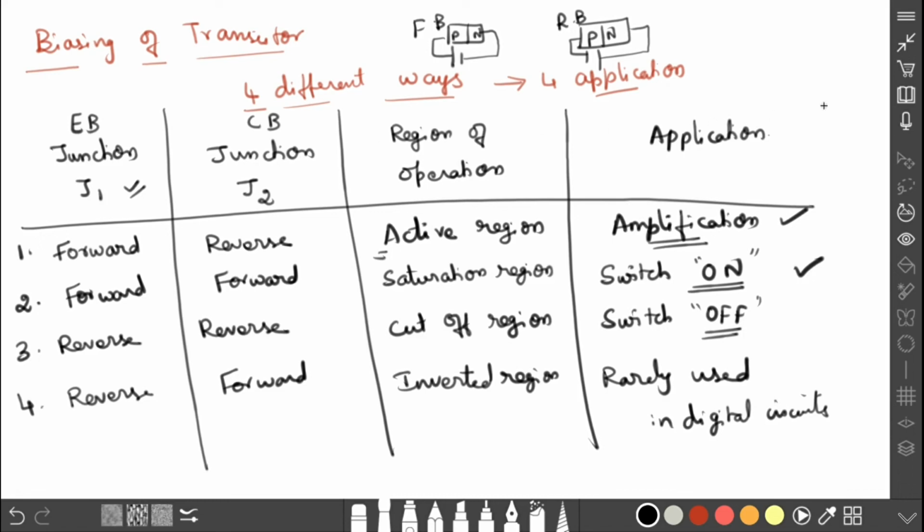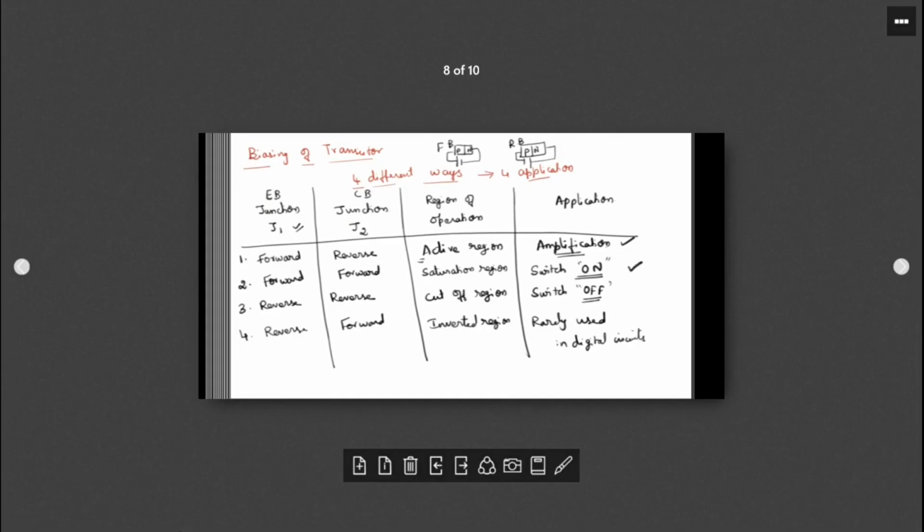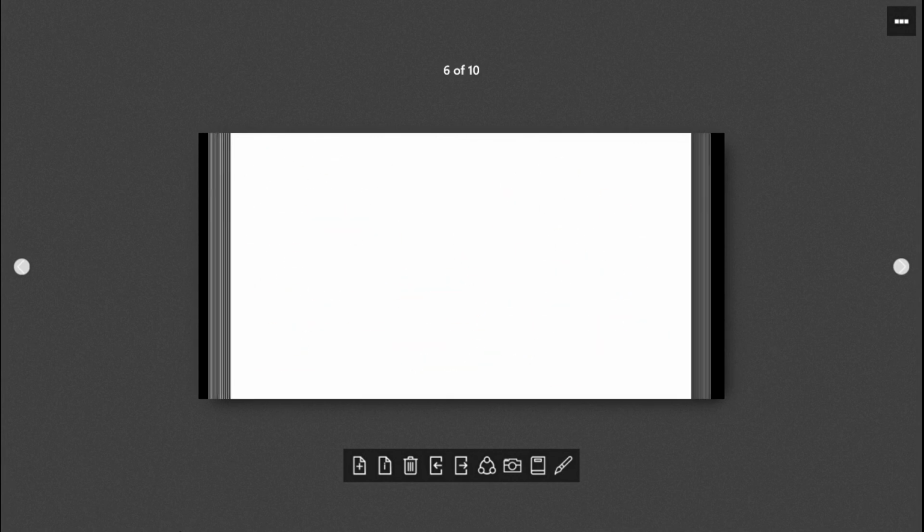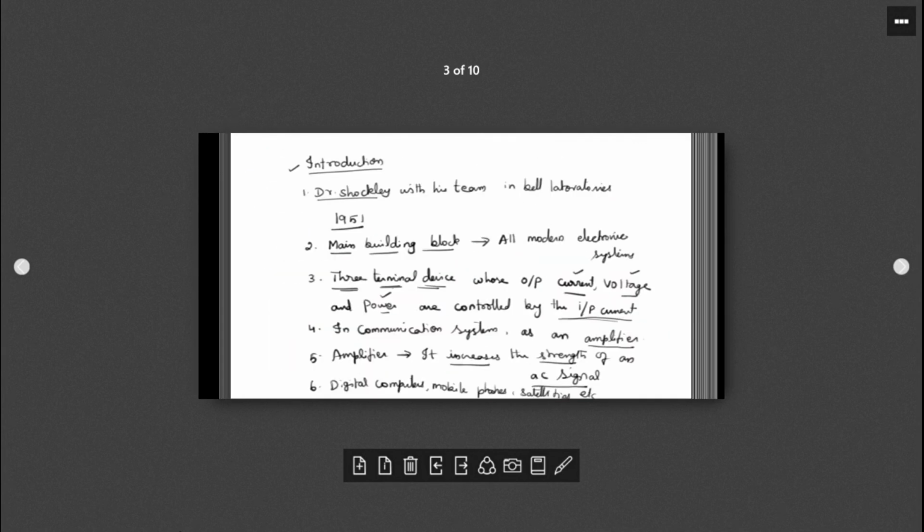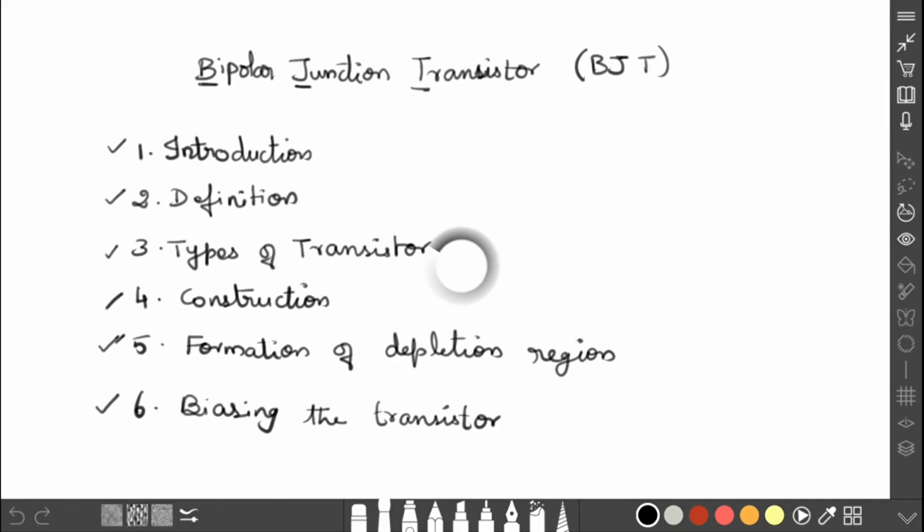So in this video, we have discussed what is meant by BJT and a small introduction to it. Then how we can define the BJT, what the types of transistor are, and how it is constructed. It contains three regions: emitter, base, collector. Individually we have discussed everything, then the formation of the depletion region and then biasing the transistor. So I hope you understand these topics. You just go through it.